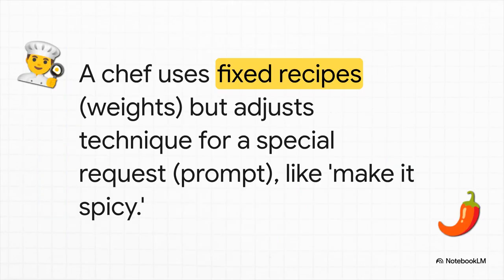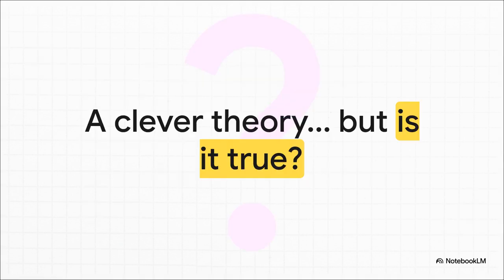Here's a great way to think about it. Imagine a master chef. They have a fixed set of recipes they've mastered. Those are the model's pre-trained weights. You walk in with a special request, which is our prompt. Hey, can you make that dish, but make it spicy? Now the chef doesn't need to go back to culinary school and learn a whole new recipe. Nope, they just temporarily adjust their technique for that one specific dish. That's the implicit weight update. It's a really neat theory, right?